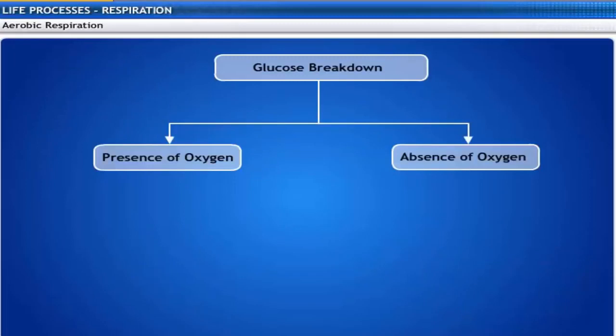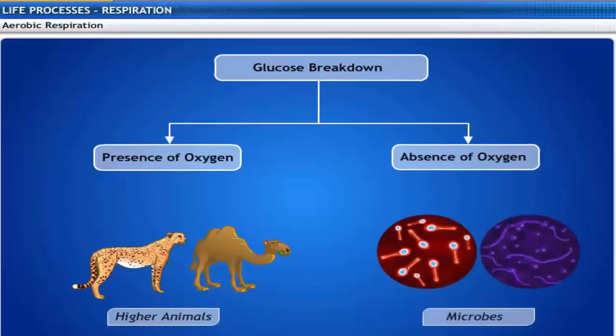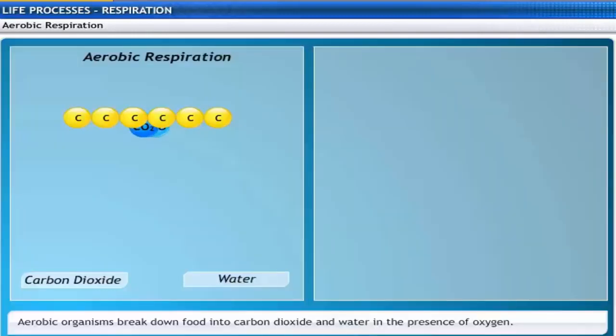Glucose can be broken down both in the presence or in the absence of oxygen. All higher animals need oxygen to break down glucose, while some microbes break down glucose in the absence of oxygen. Food in the form of glucose breaks down into carbon dioxide and water. Since this process takes place in the presence of oxygen, it is known as aerobic respiration.